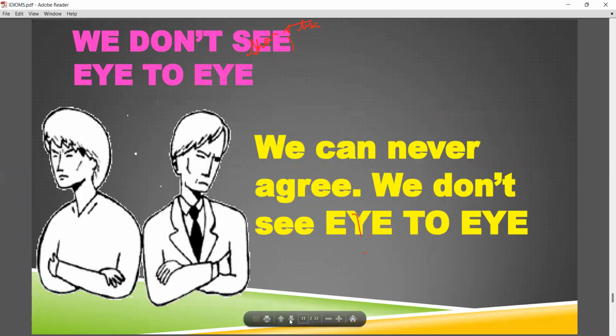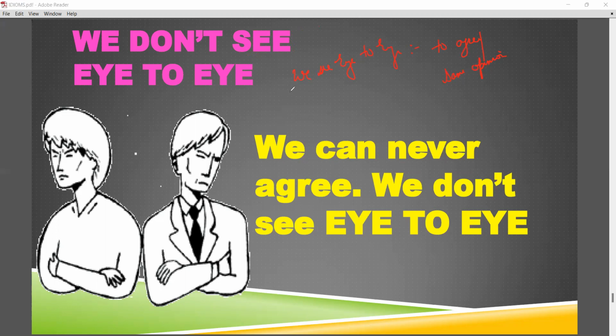We don't see eye to eye. Now this is an idiomatic expression again. To see eye to eye means to agree with someone. So when I say I see eye to eye with my mother, whatever she says, I agree to that. It means to carry the same opinion as the other person is carrying. So that is we see eye to eye.